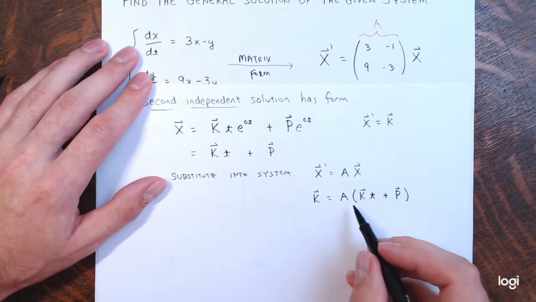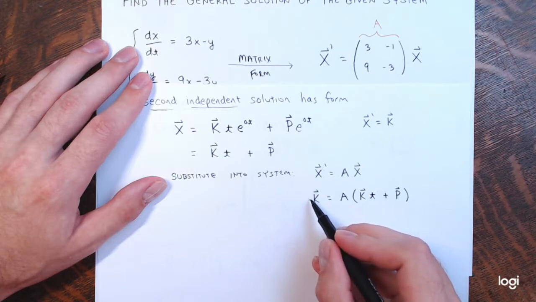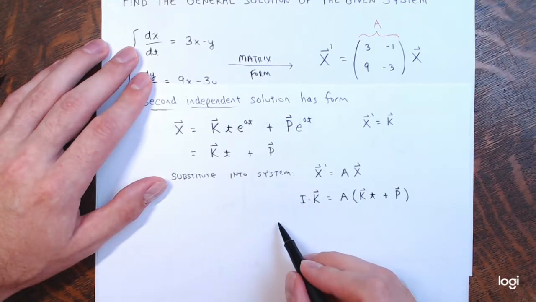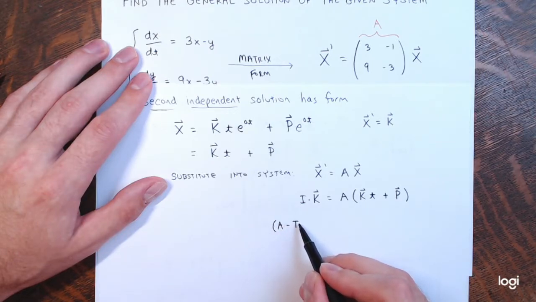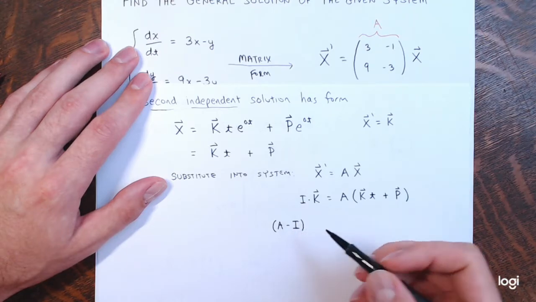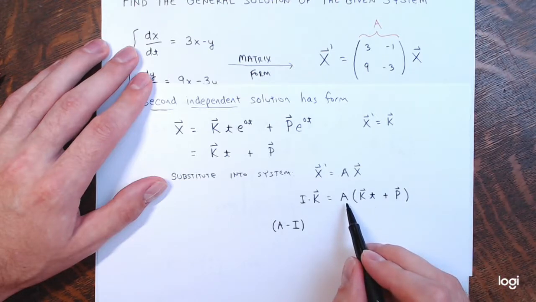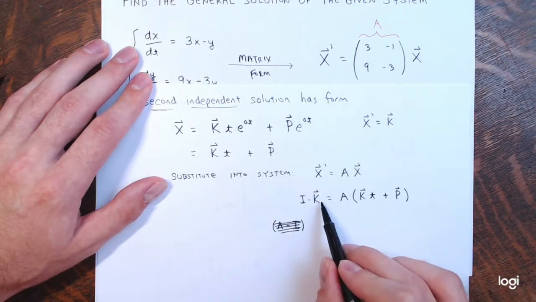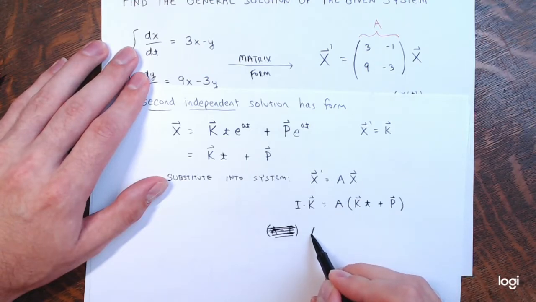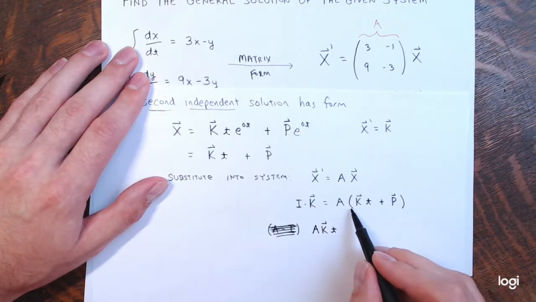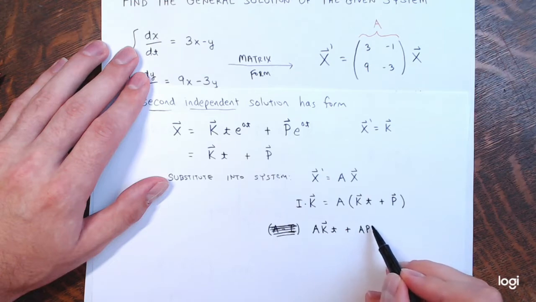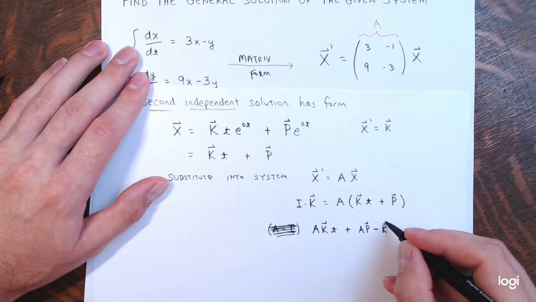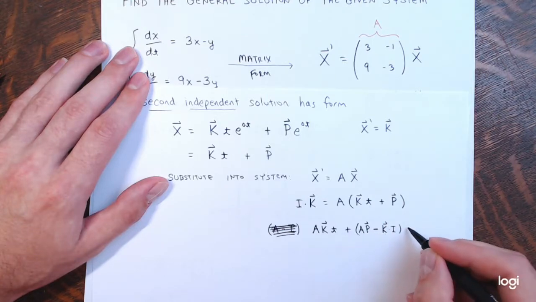And then distributing the A, taking everything to one side, and getting the k stuff together. Again, we can think of this as k times I, or I times k, if you want to make this a 2 by 2 identity matrix. Getting the stuff with t together, not factoring out k, I have A times k times t plus A times p, and then minus k times I, equal to the 0 vector.